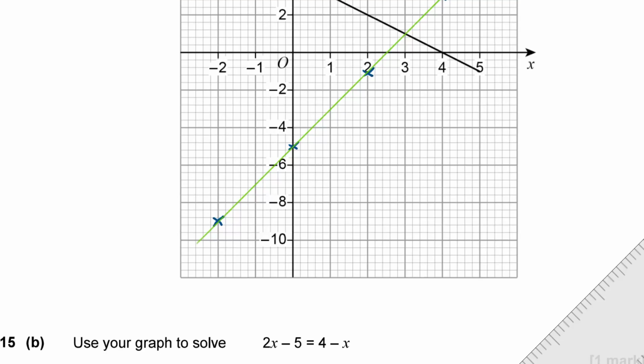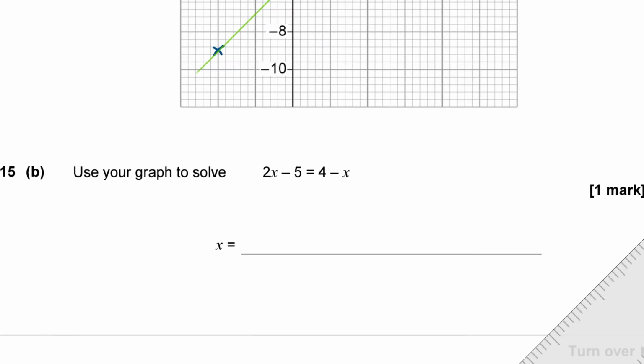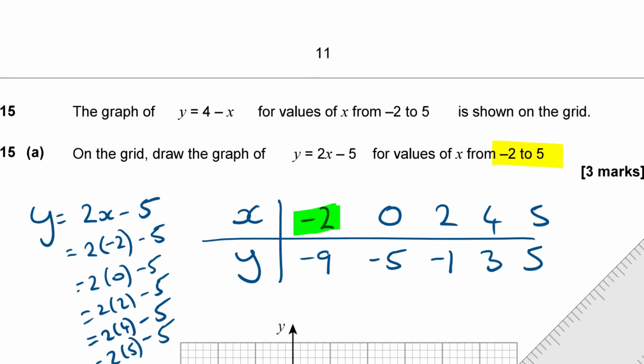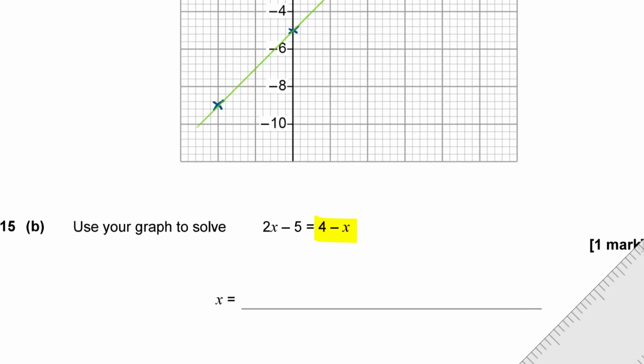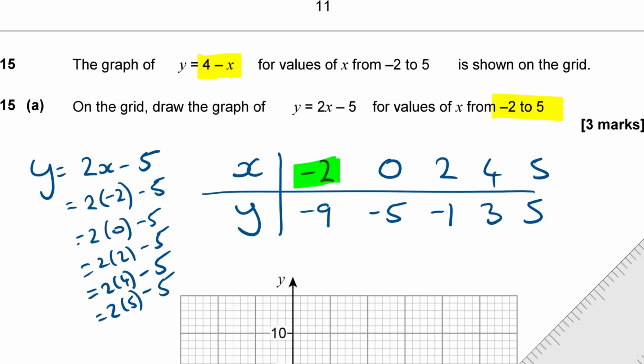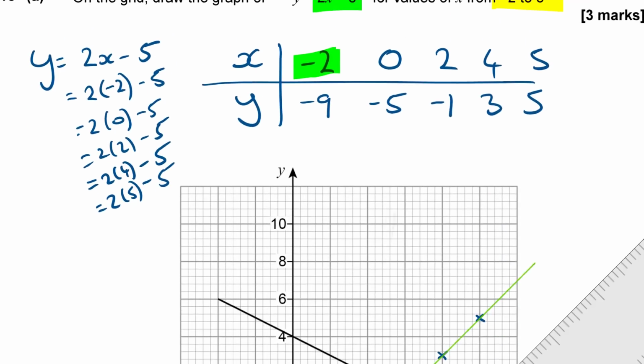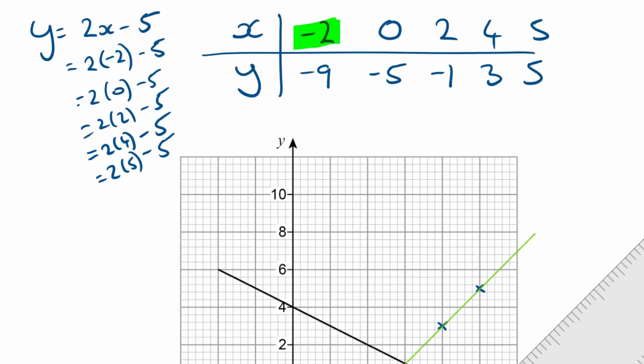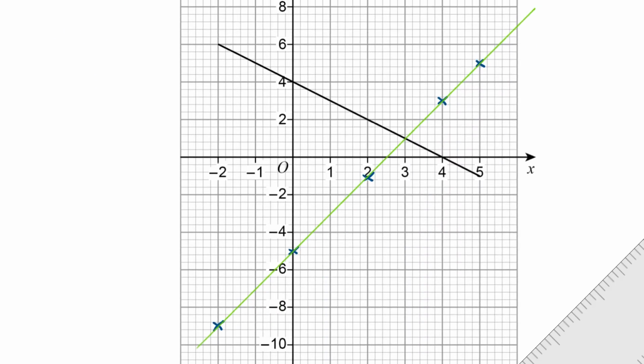Okay. Well, they intersect somewhere. I wonder if I'm going to be asked about that. Oh yes. Use your graph to solve 2x minus 5 is equal to 4 minus x. Now you'll remember that 4 minus x was the first graph, y equals 4 minus x, that was drawn, and 2x minus 5 was the graph that we drew, y equals 2x minus 5. So we want the points that are on both lines, and there's only one of them, it's that point there where the two graphs intersect.